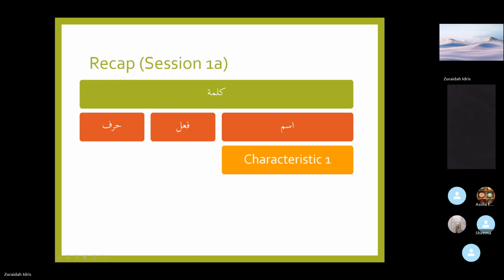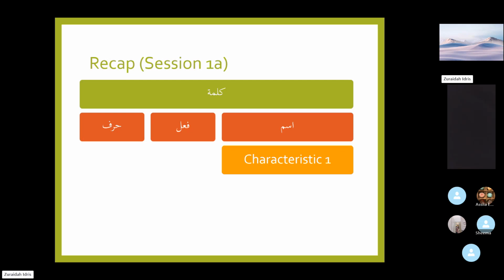The first one we learned was if it was definite or indefinite. Oh, that was the characteristic, this is how to recognize an isim. It has an al or it has a tanwin. Okay, good. So an isim has an al and a tanwin. And then we said that harf were words that consist of maybe one or two letters. Yeah, that's what we said.